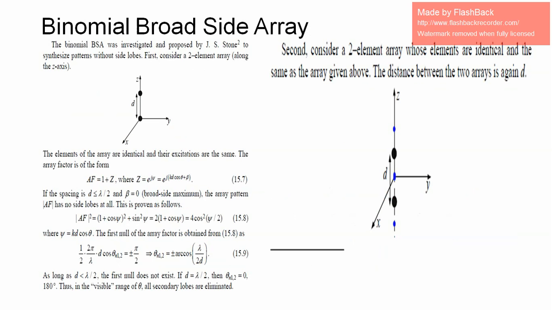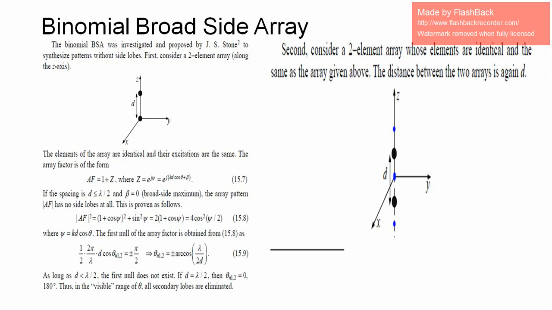Then the binomial broadside array. The binomial broadside array was invented and proposed by J.S. Stone to synthesize a pattern without side lobes. First consider a two element array along the z-axis, because we want the radiation to be maximum in the vertical direction. The elements of the array are identical and their excitations are the same.